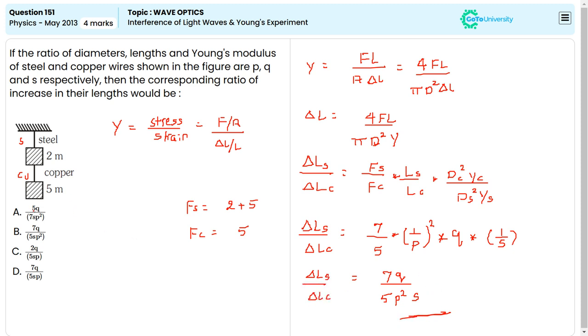This we can see in option number 2. 7Q divided by 5SP square, 7Q divided by 5P square S, both are the same here. So option 2 is the right answer.